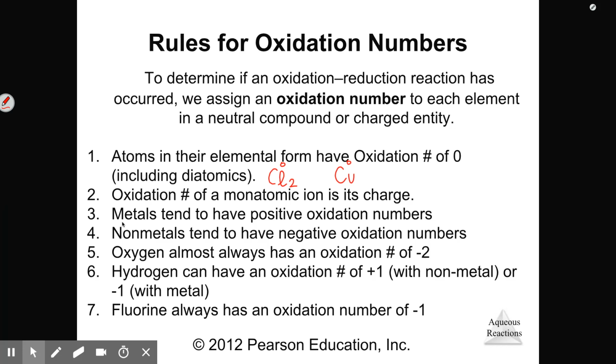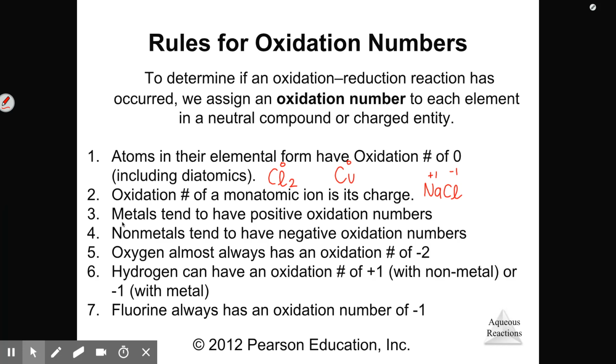The oxidation number of a monatomic ion is its charge. So if we look at something like sodium chloride, we've got one cation, one anion. The only thing that they can be is their charges that we've talked about. So chlorine is going to be -1 and sodium is going to be +1. A couple of things just in general. Metals tend to have a positive oxidation number, just like their cations when we are making our ionic equations. And nonmetals tend to have negative oxidation numbers, just like we've been seeing throughout the year.